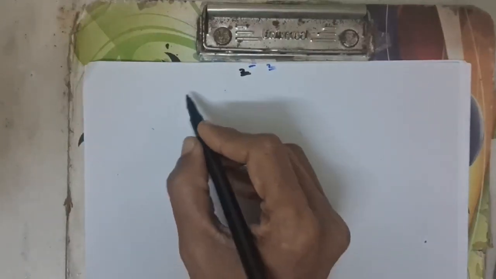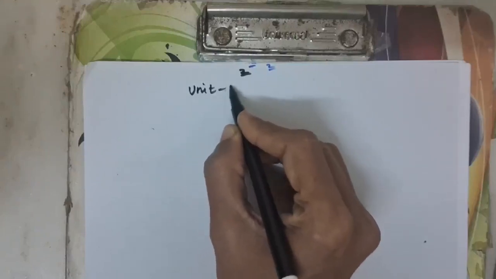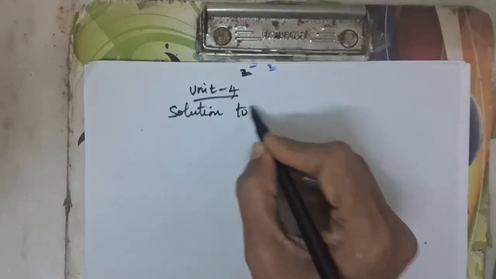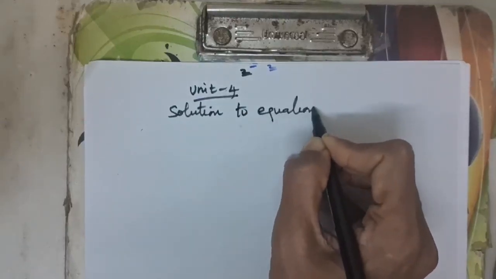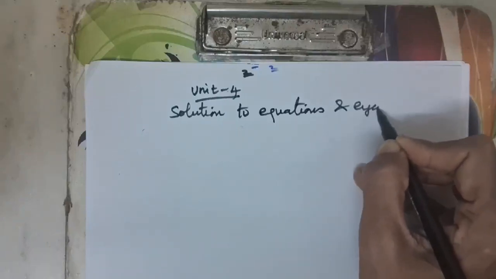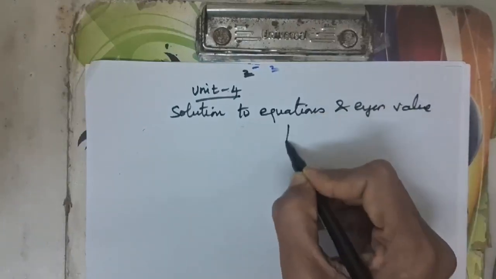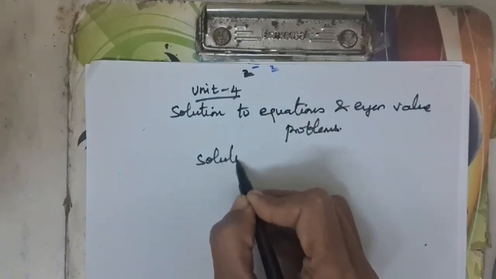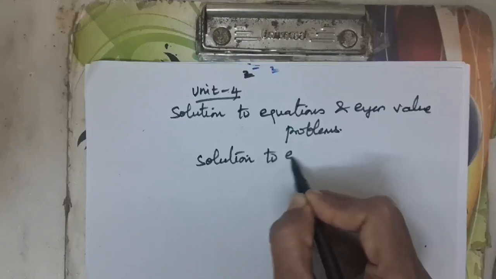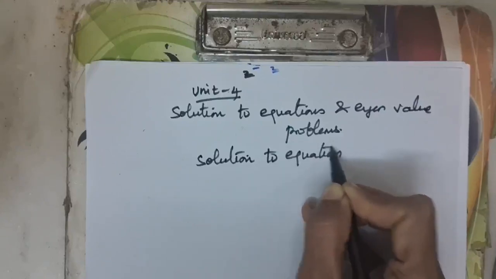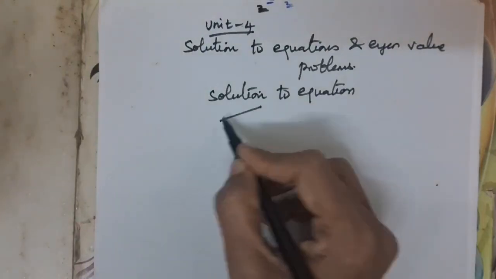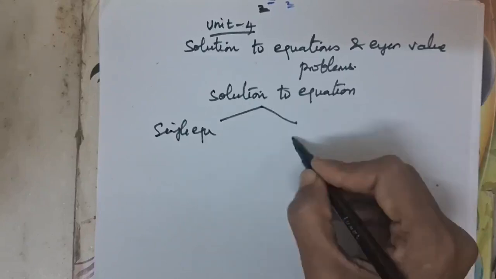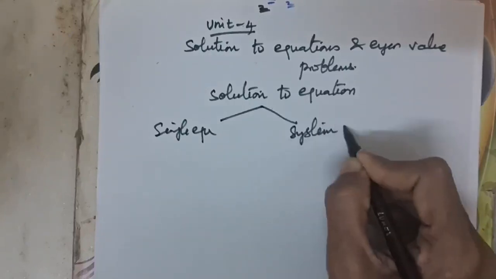Today I am going to start Unit 4, Solution to Equations and Eigenvalue Problems. Now, solution to equation. We have two categories. One is single equation, another one system of equations.